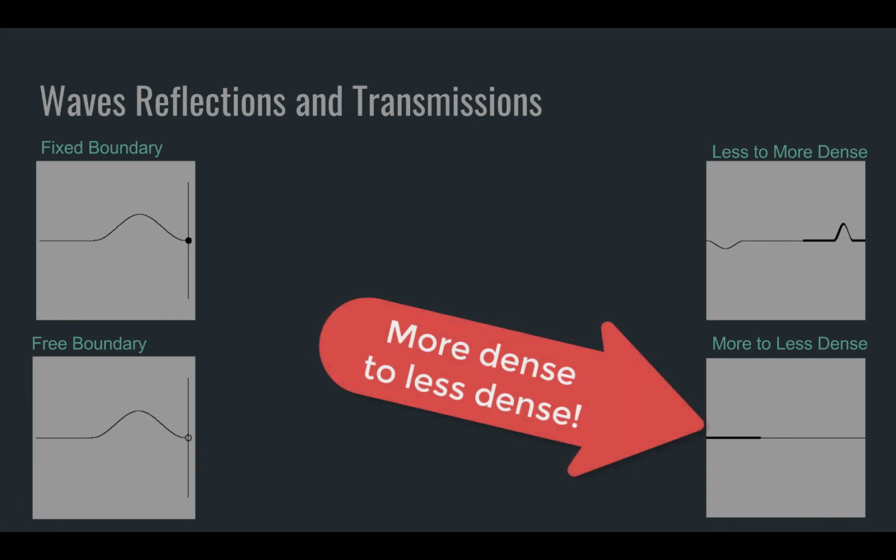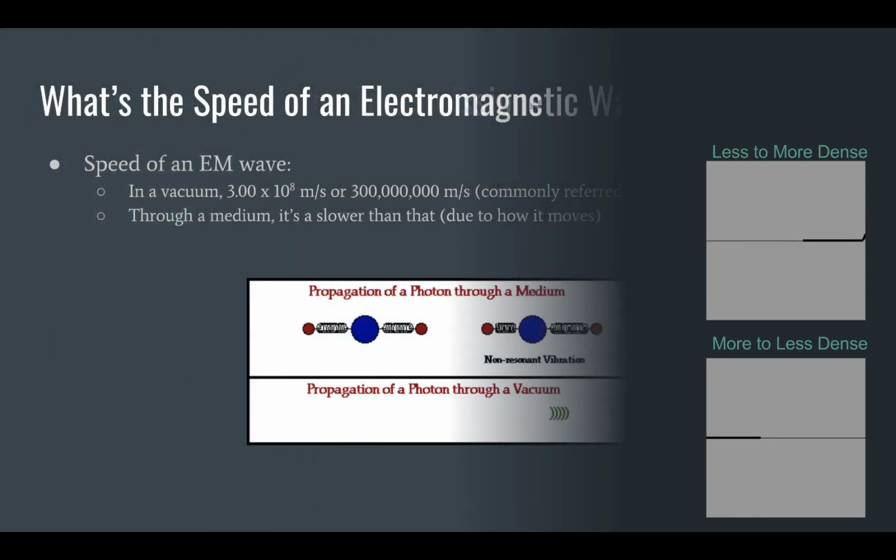It's going from a more dense to a less dense medium. It's going to act more like a free boundary in that the wave doesn't invert itself. It does reflect back, but at a much smaller amplitude than it started with, but then it continues on with a higher amplitude through the less dense material.